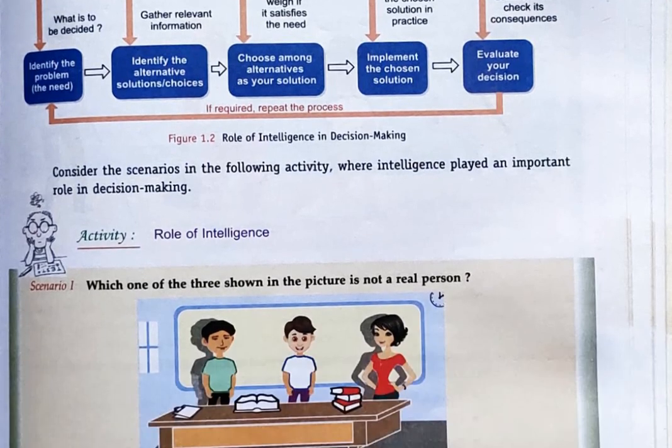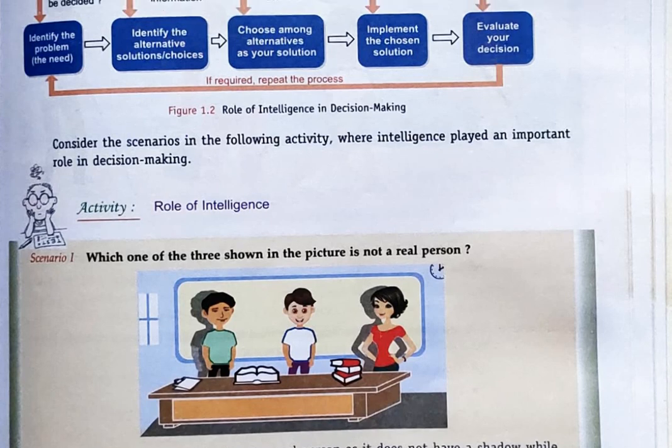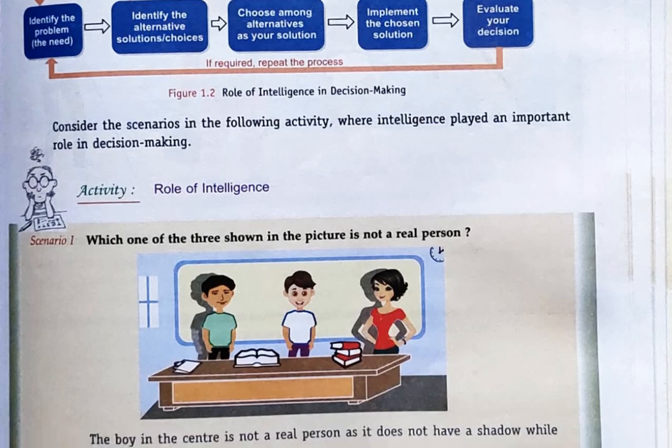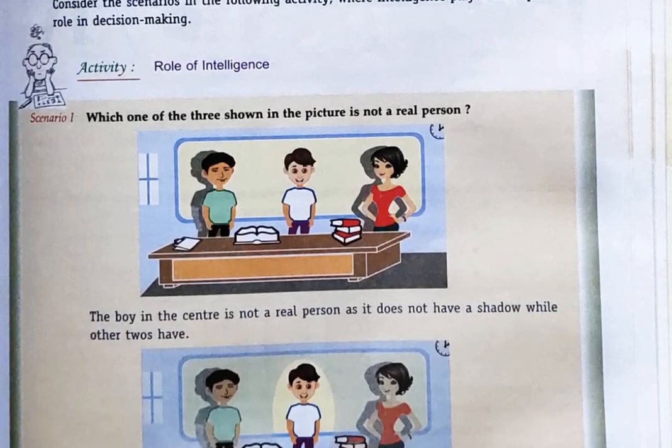Some examples are given for activity. This is a picture, and you have to find which is not a real person. So, if we examine it, the person in the middle does not have a shadow. So, this one will not be a real person. This is because we applied our intelligence that real things have shadows.